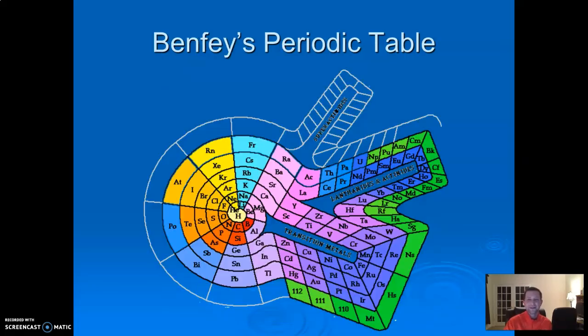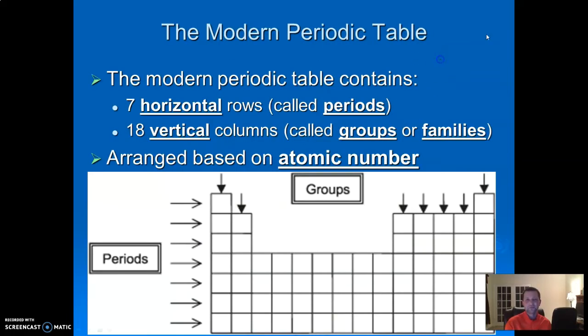And my favorite one is this one, Benfey's periodic table. Looks like a seashell of some sort. You can still see hydrogen's in the middle here, and it spirals. And you still have all the groups matching up, just a different kind of arrangement, which I think is pretty cool.